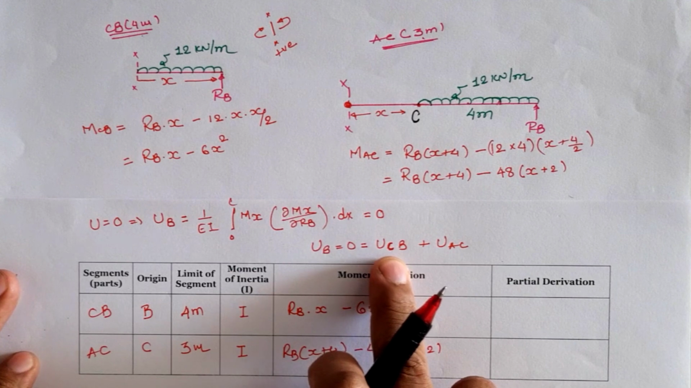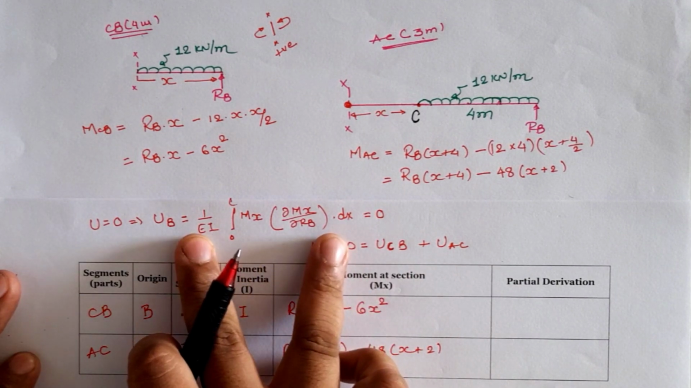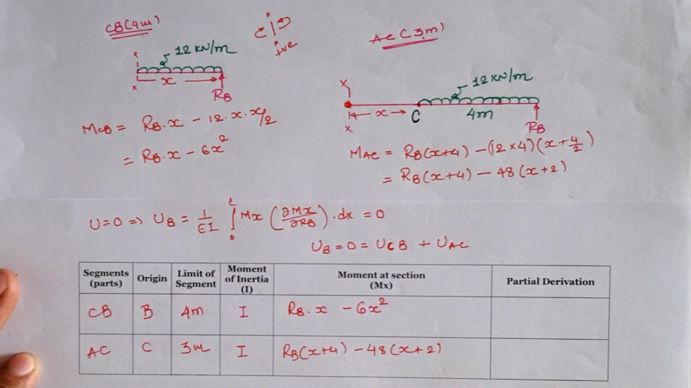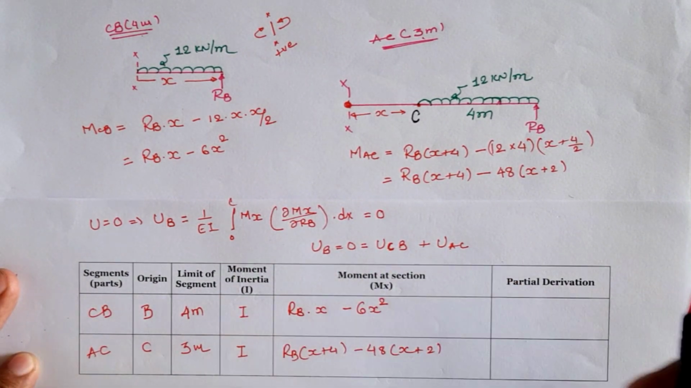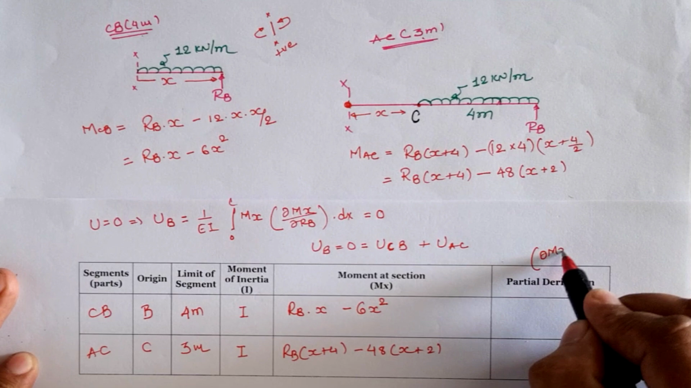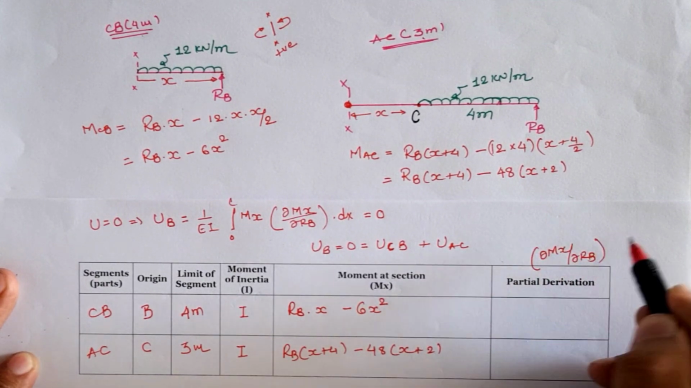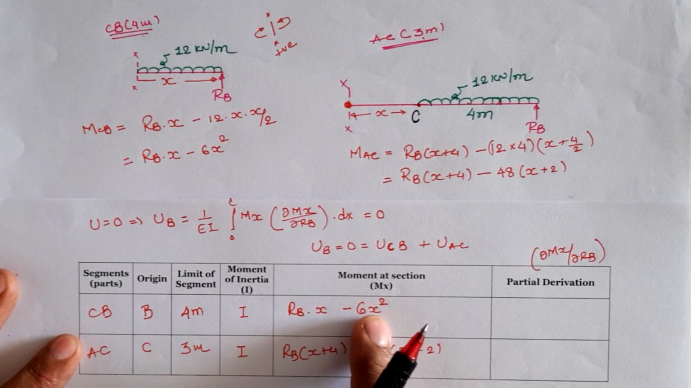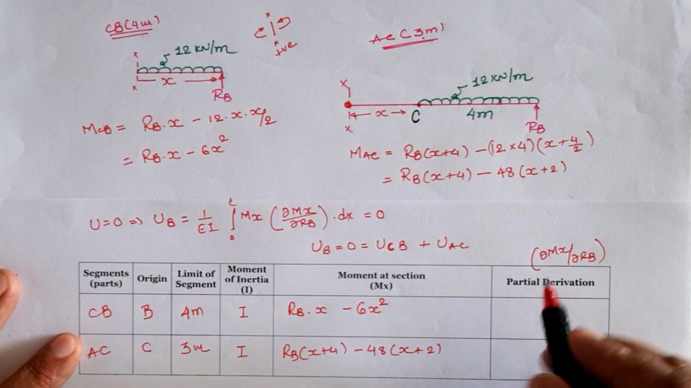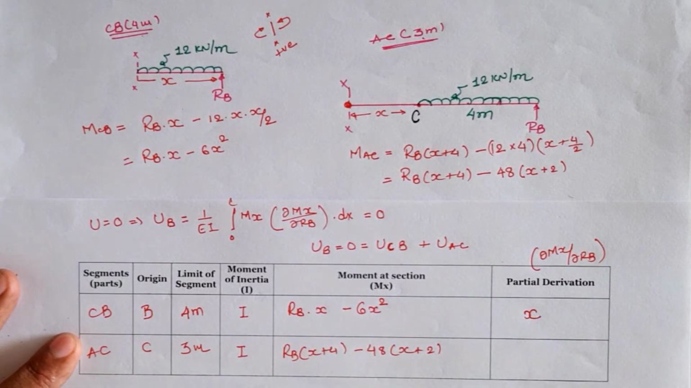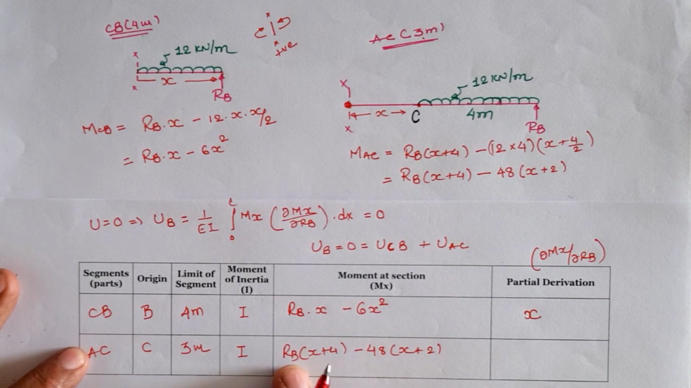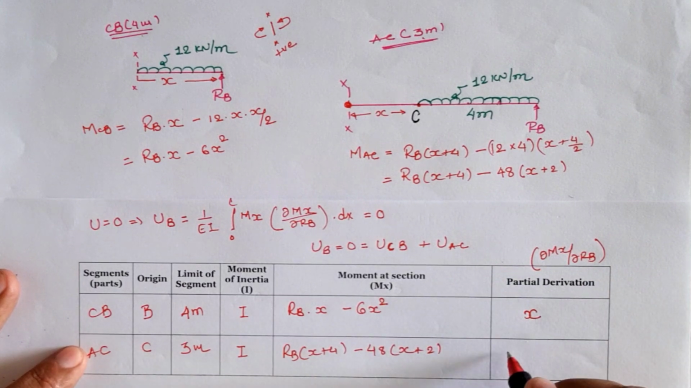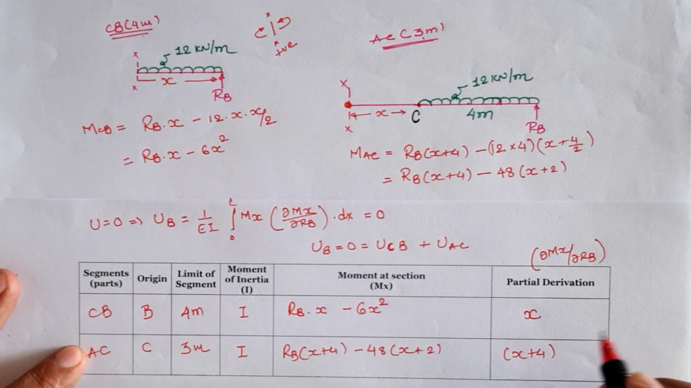So we have to calculate strain energy according to the equation of Castigliano's theorem for both terms, and going for the partial derivative, which is del Mx by del RB, for the C to B segment, RB into x minus 6x square with respect to RB is x, and for the AC span, RB into x plus 4 minus 48 into x plus 2 with respect to RB is x plus 4.